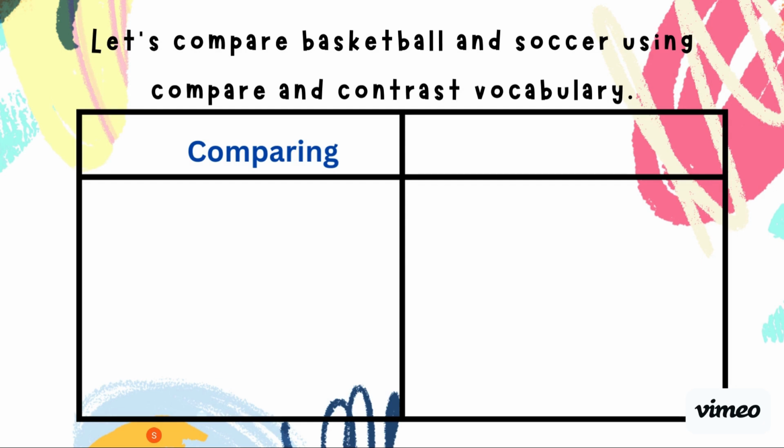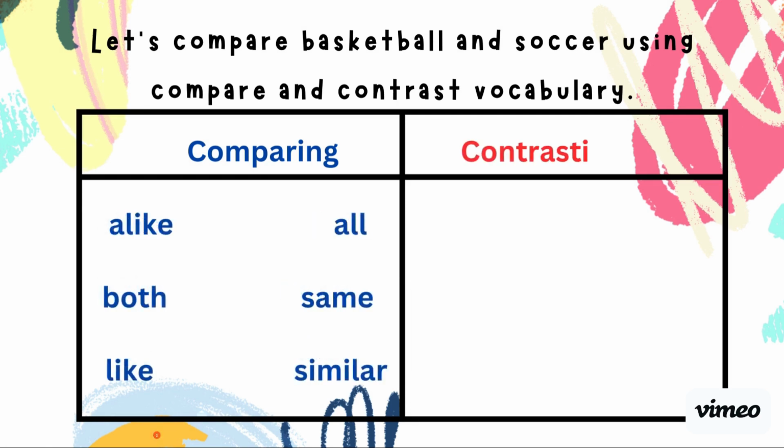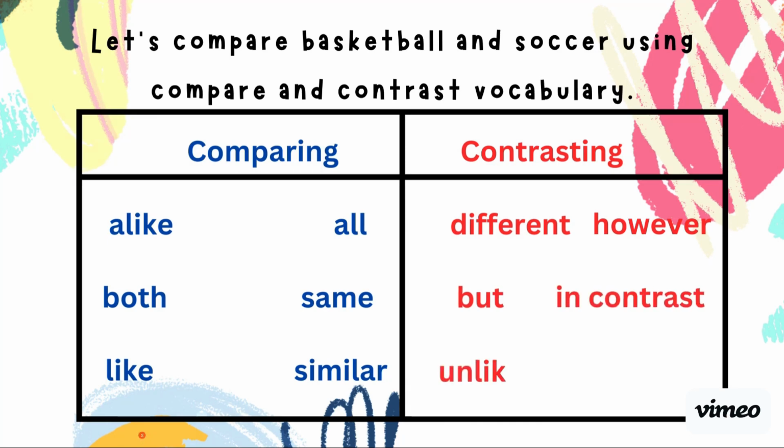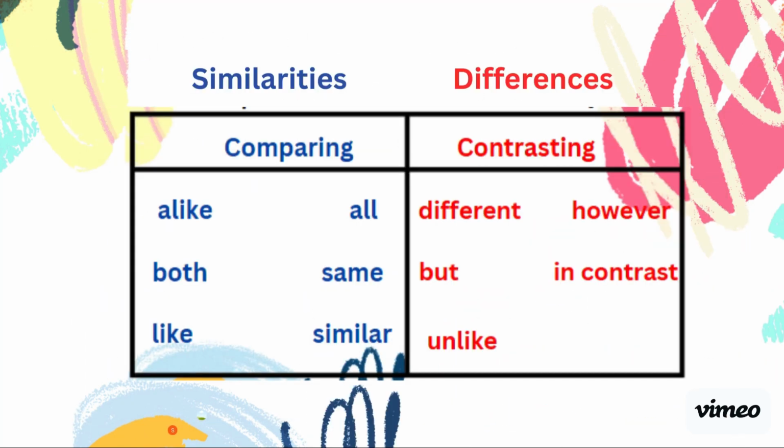When comparing, you can use words such as alike, all, both, same, like, and similar. With contrasting, we can use words such as different, however, but, in contrast, and unlike. So you can use the comparing vocabulary to identify similarities and tell how two things are alike, and use the contrasting vocabulary to identify how two things are different.